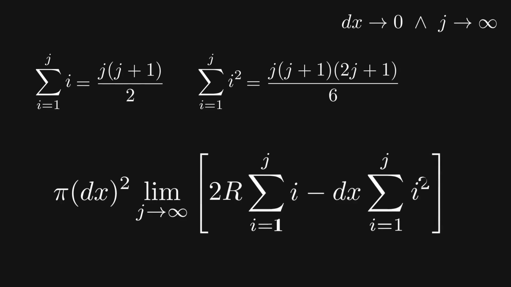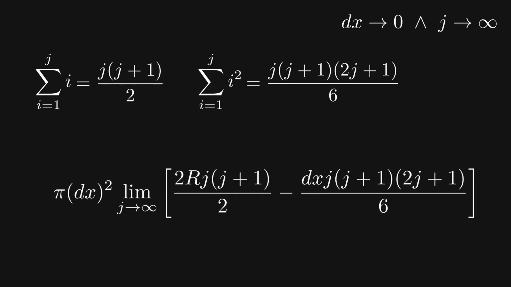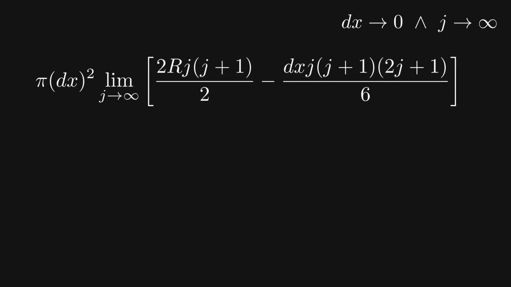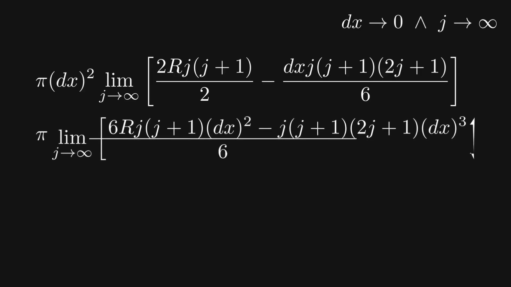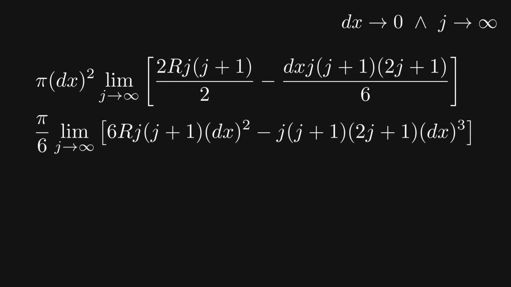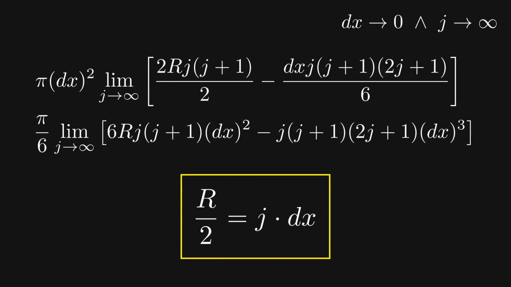We can substitute in our expressions and further simplify the expression. So bring to a common denominator, factor out the division by 6. Now we can remind ourselves that from the bottom of the ball to the half of the ball, we have j cylinders, and each cylinder has a height dx. So we can say that r over 2 is equal to dx times j. From that we find dx equals r over 2j.